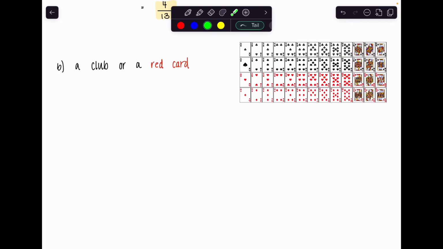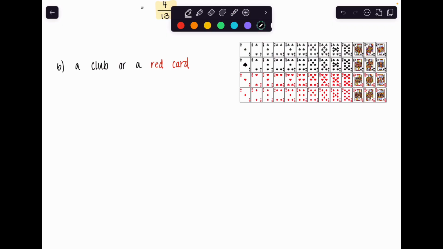So again, I can sit here and count all of my clubs and count all of my red cards, and it does work the same. But when we have really complicated situations, that's not the best approach. Because what if we need to figure out if we draw 3 cards and you put the card back in? It's very difficult to sit there and see all of my possible outcomes in that sense.